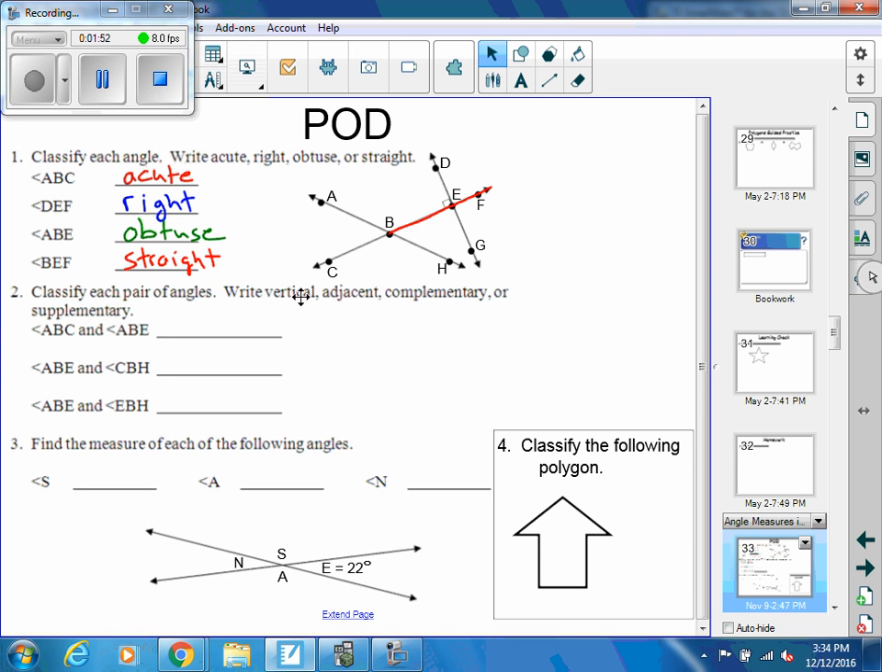Okay, moving down to the next one here, classifying each pair of angles. So we have ABC and ABE. So we're talking about these two angles right there. So we need to choose between vertical, adjacent, complementary, or supplementary. Well, these happen to be two of them. They are next to each other and they share ray BA. So they are adjacent. And they go together to make a straight line, so they're also supplementary.